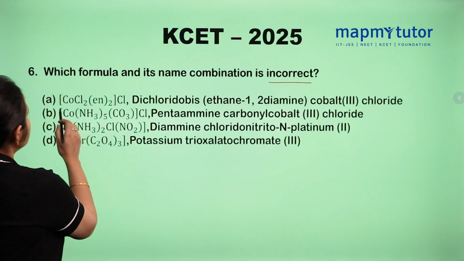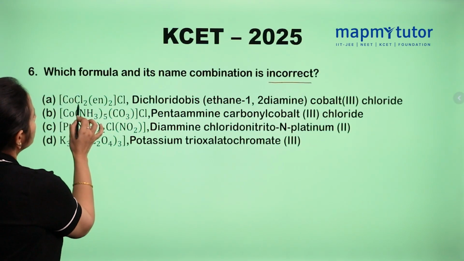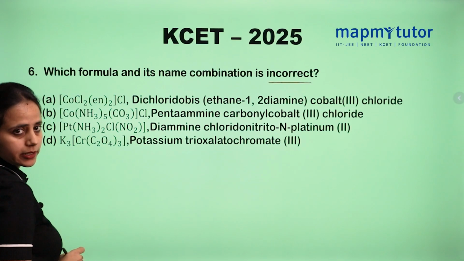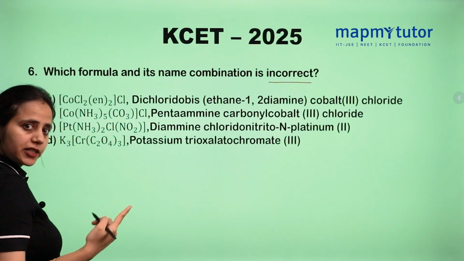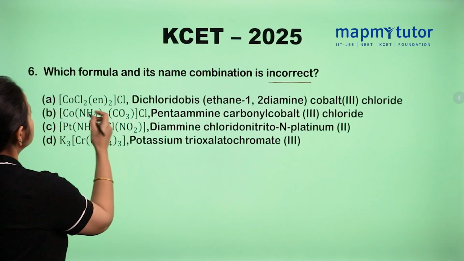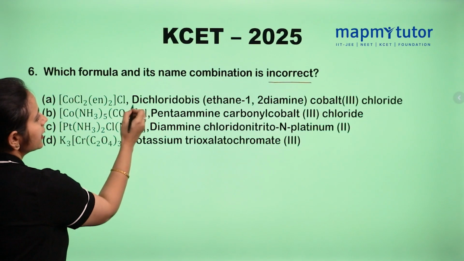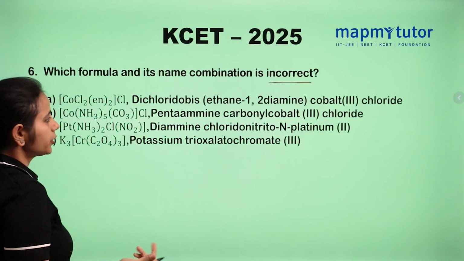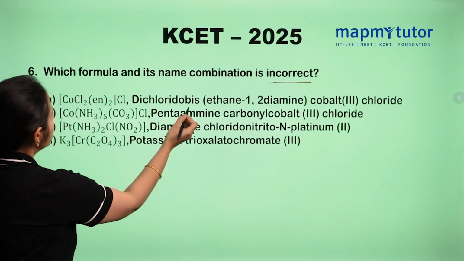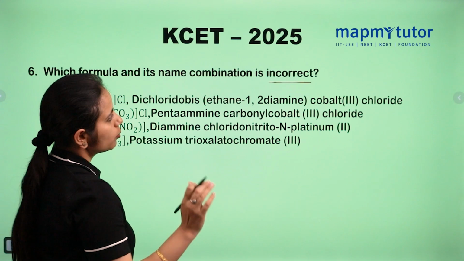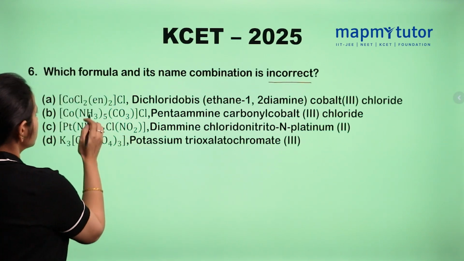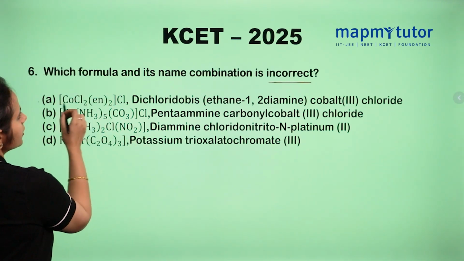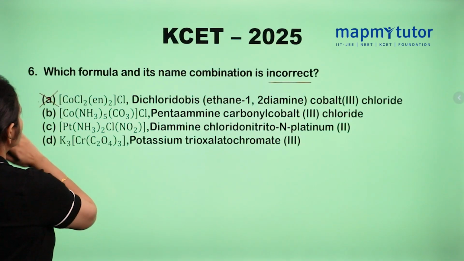See, in the first option, chlorine and ethylene diamine are given. Chlorine comes first because of C, so it is given first. We will not consider the prefix di in the alphabetical order. So dichlorido, bis(ethane-1,2-diamine), cobalt(III) chloride. This is right. So this can't be our answer, as it is correct.